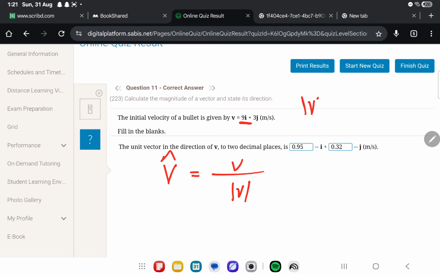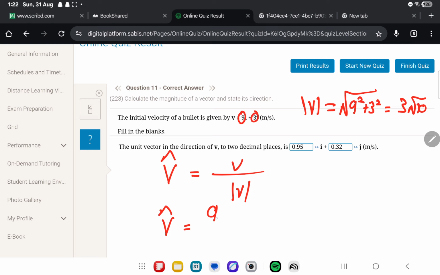So let's find the magnitude of v. It's going to be the square root of 9 squared plus 3 squared, which gives me 3 radical 10. Okay, so now to find the unit vector, I'm taking the coefficients of i and j, 9 and 3, over their magnitude, which is 3 radical 10. Okay, this is what I mean. You take the coefficients of i and j and put them over the magnitude. This is what the direction of the unit vector is.